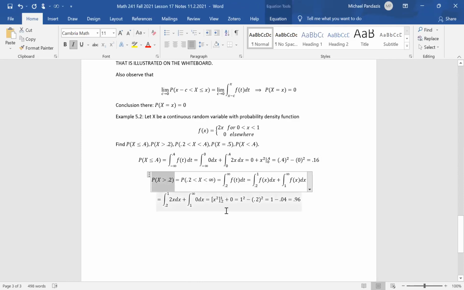Okay, so I'm evaluating it directly. You could have also said the probability x is greater than 0.2 is 1 minus the probability x is less than or equal to 0.2. But I don't think that would be less work. Okay.